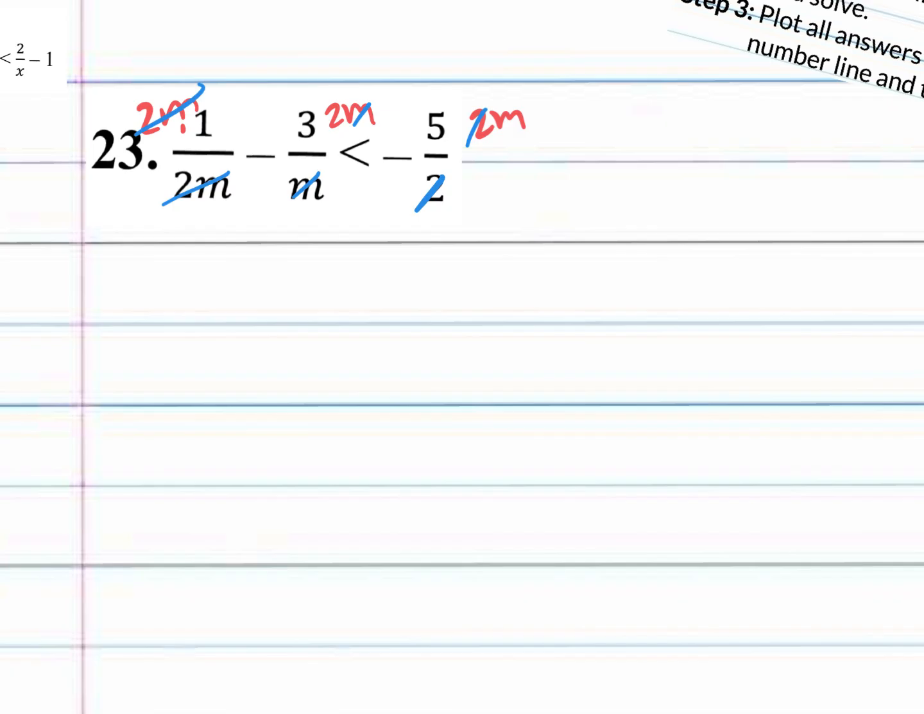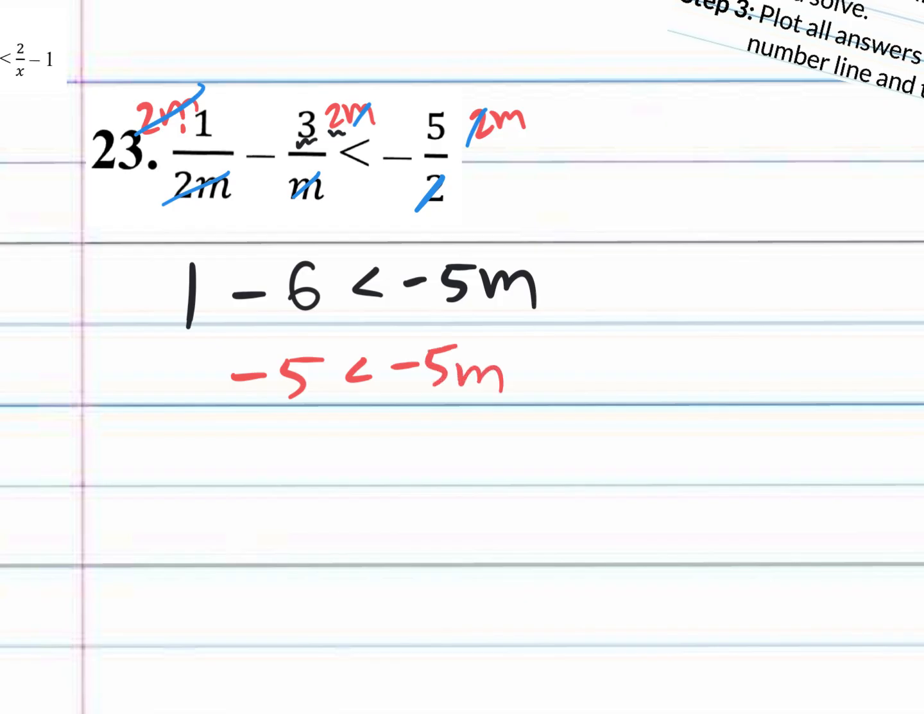So we end up with a 1 minus 3 times 2 is 6 is less than 5 times m, m with the negative in front, negative 5m. Okay, so now let's solve this thing. What is 1 take away 6? It's negative 5. Negative 5 is less than negative 5m. Let's get m by itself. We're going to divide by negative 5, divide by negative 5.